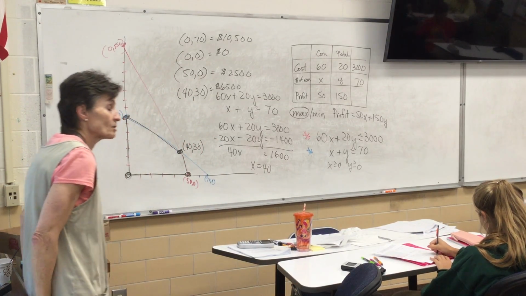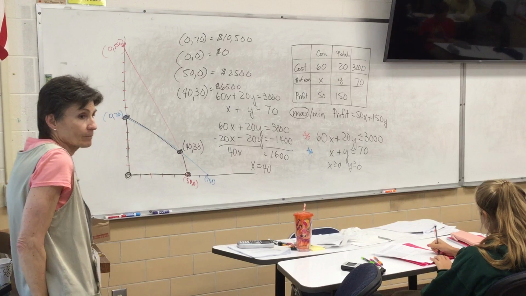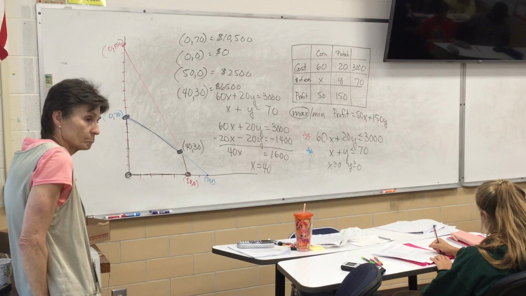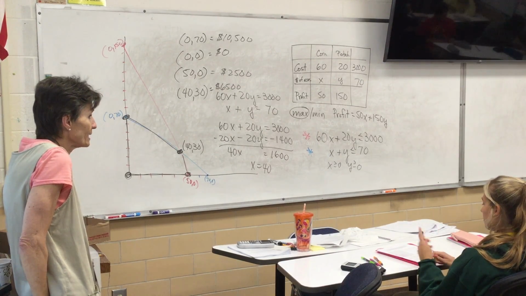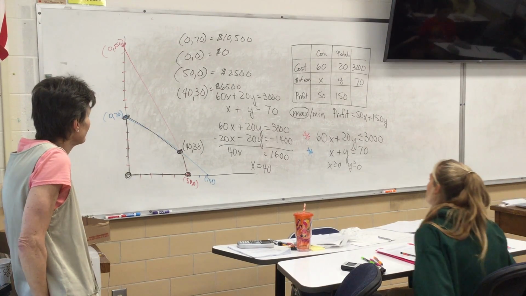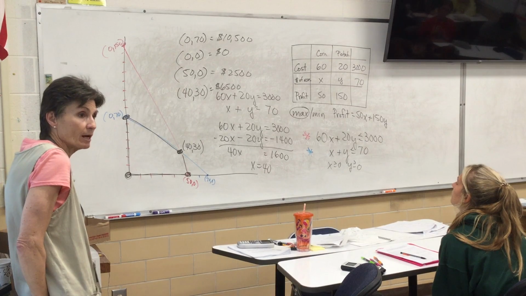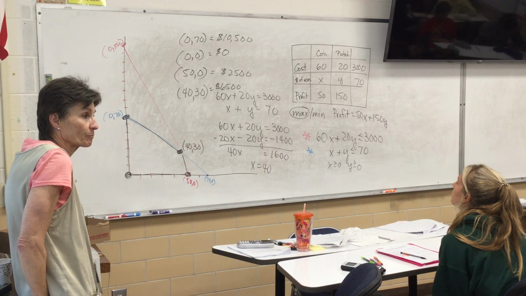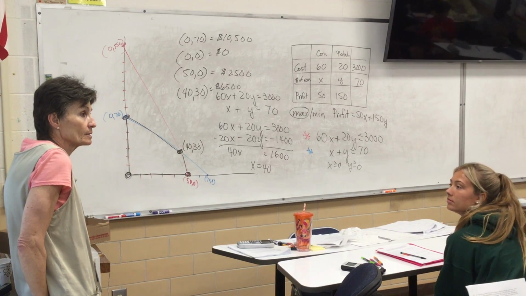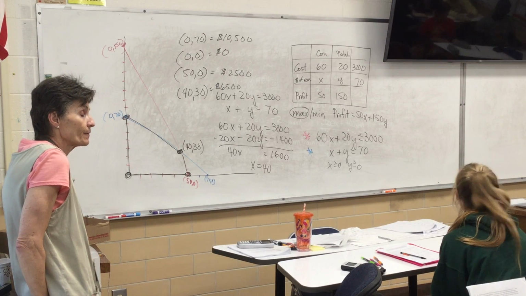So what are you going to tell this farmer to do? Don't plant any corn, and plant 70 acres of potatoes. Does that make sense to everybody?